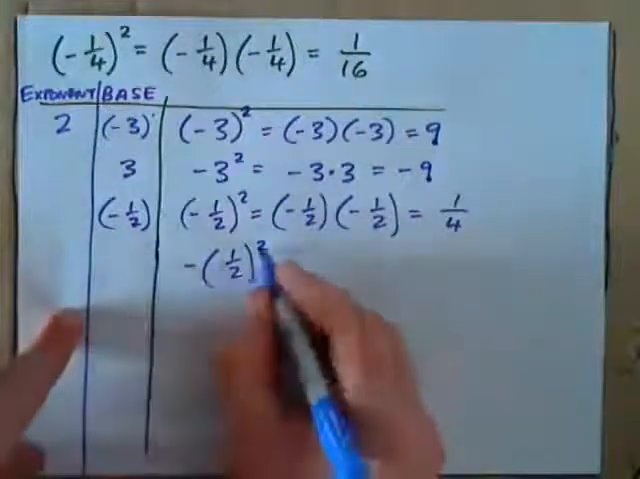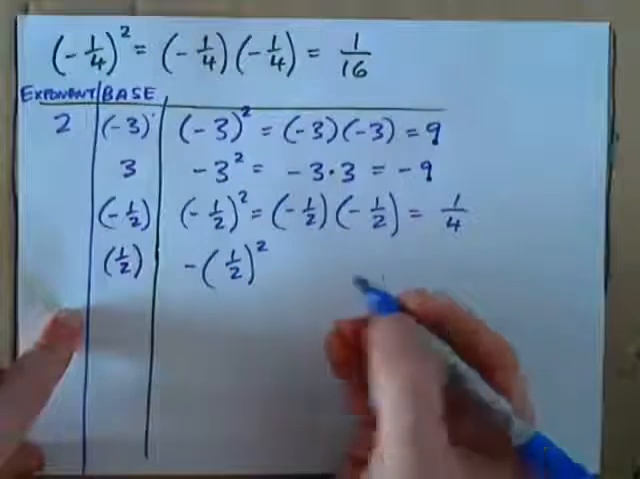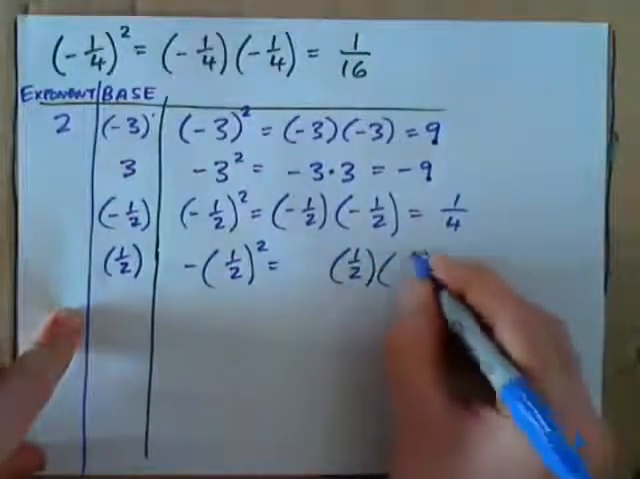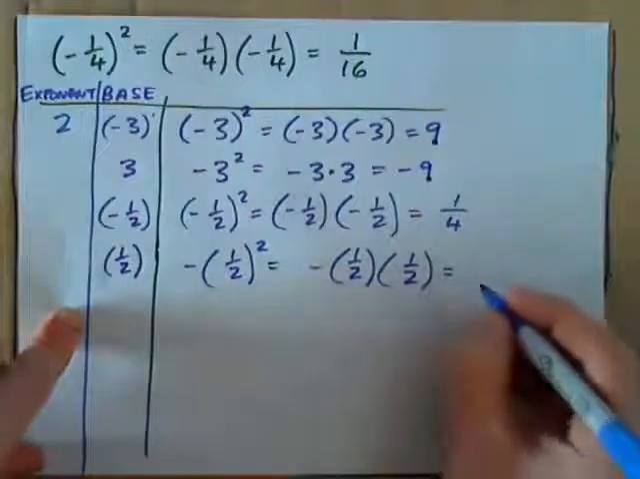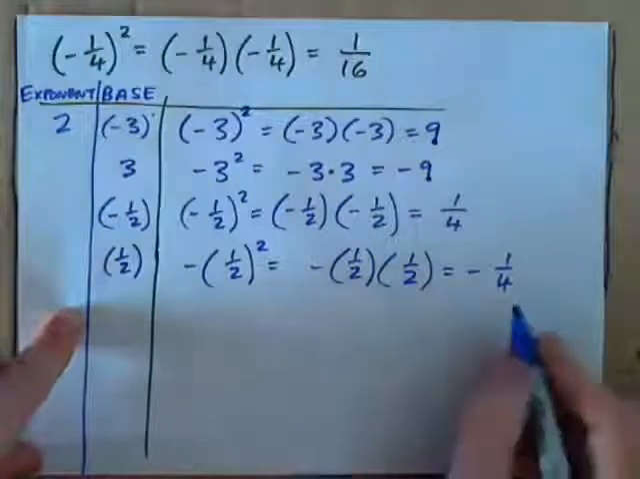Negative 1/2 squared: this time the squared is only applied to the 1/2. So the base is just 1/2. So this is parentheses times parentheses, 1/2 times 1/2, and a negative outside it, which makes negative 1 quarter, right?